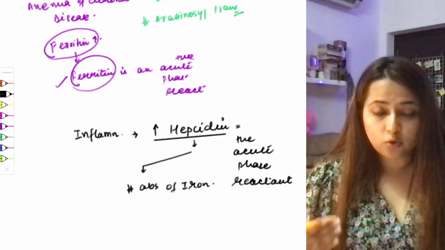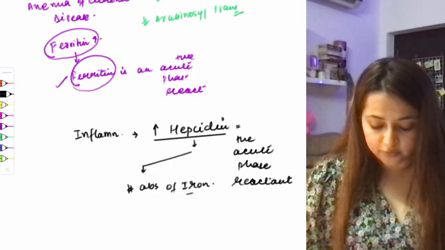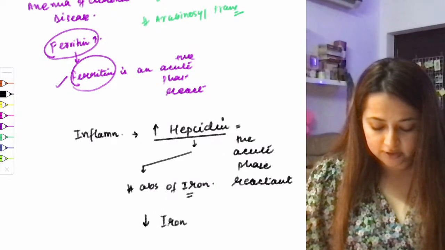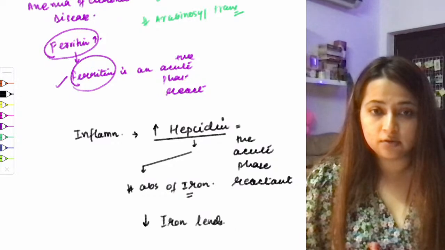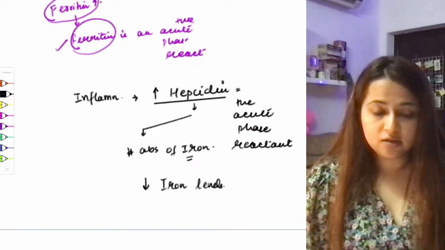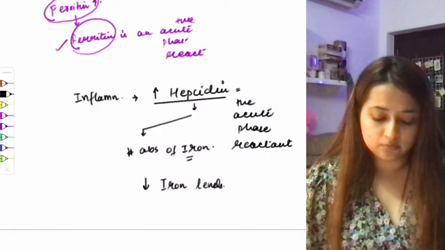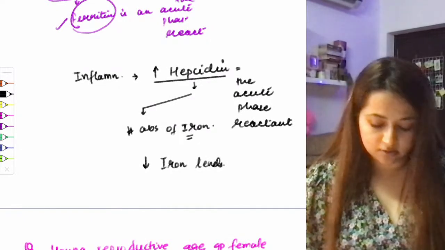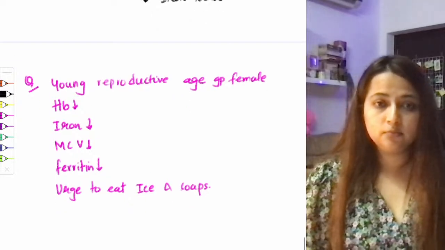This is the reason why in chronic inflammation or chronic infection, when hepcidin is increasing, absorption of iron decreases. So that is the reason why iron levels are reduced in ACD. Alright. So hepcidin increases, ferritin increases, both of them are positive acute phase reactants, serum iron is reduced, and hemoglobin obviously is reduced. So that is anemia of chronic disease. Moving on to the next scenario.